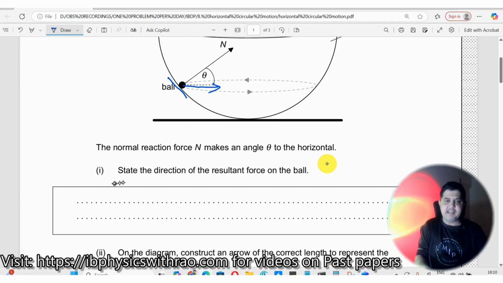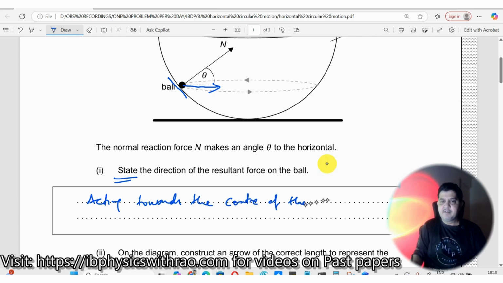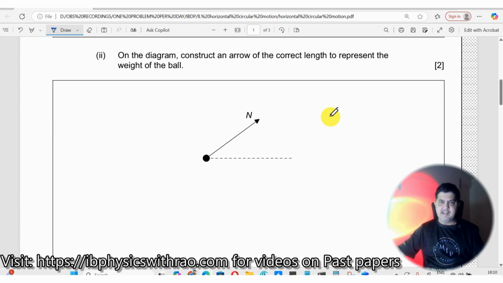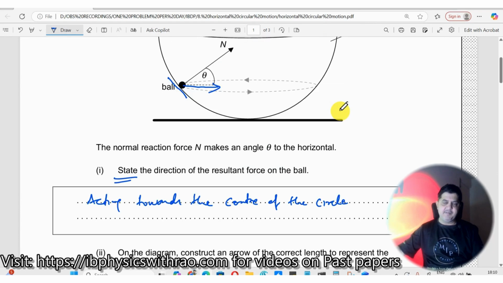You should write, state, which means what? Acting towards the center of the circle. Next. On the diagram, construct an arrow of the correct length to represent the weight of the ball. So you need to mention the weight of the ball.